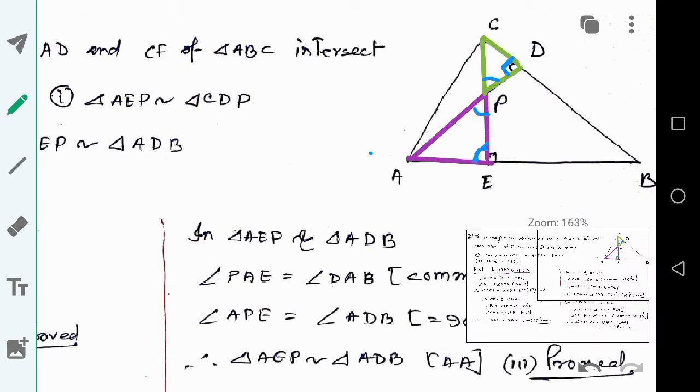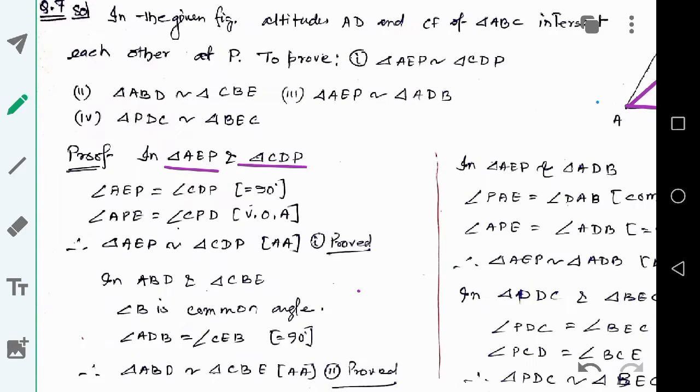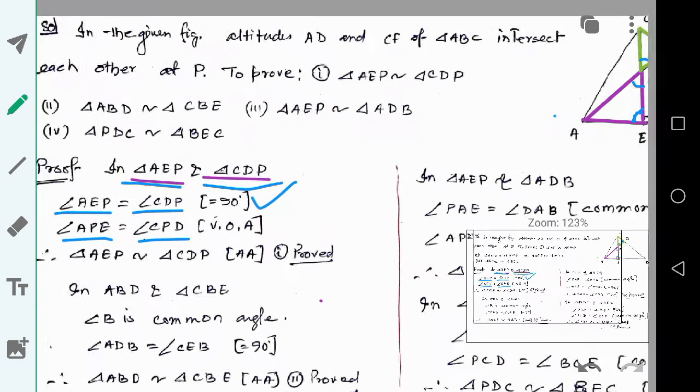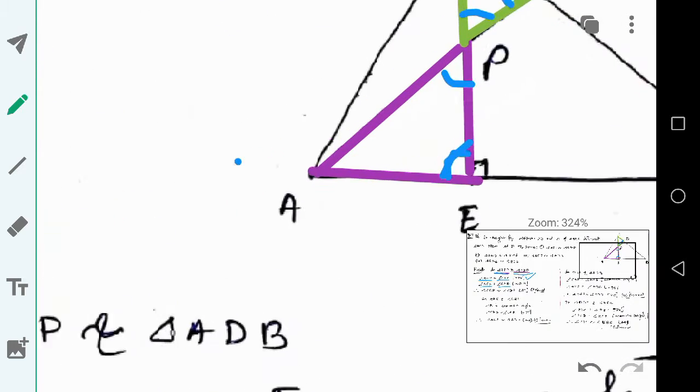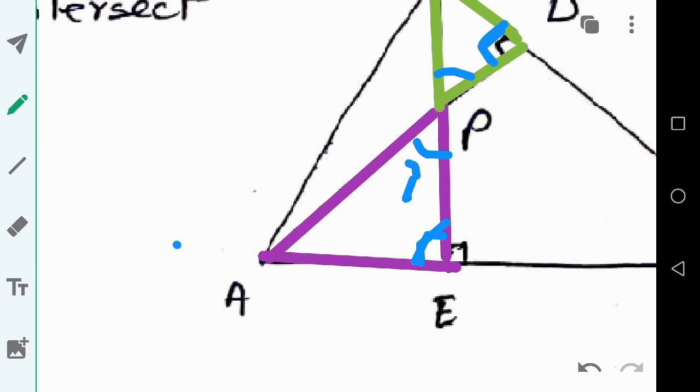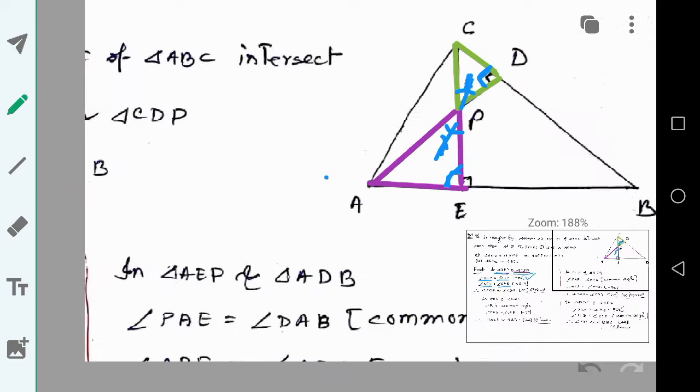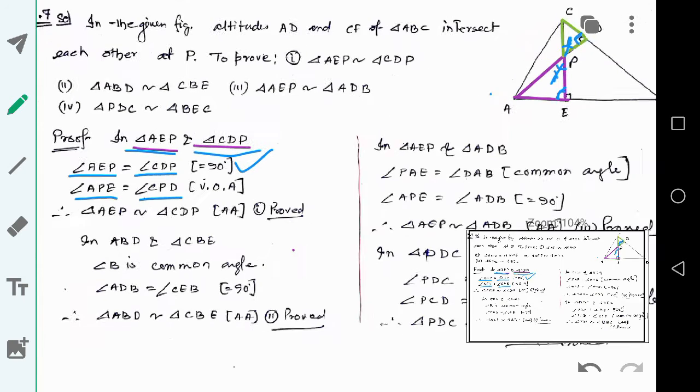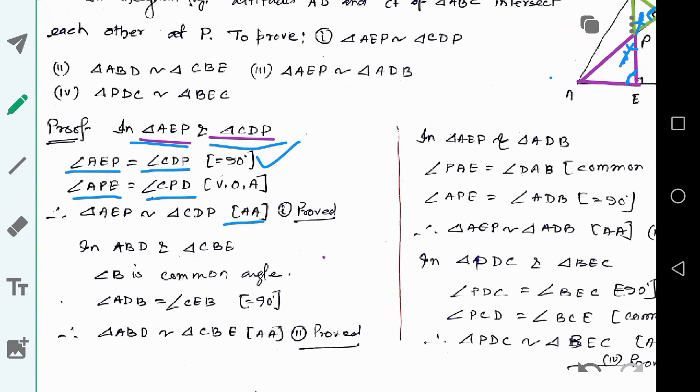So in these two triangles we have angle AEP equal to angle CDP, as both are 90, and angle APE and angle CPD, this one and this one, are vertically opposite, so they are also equal. So according to the angle criterion, these two triangles are similar, hence proved.